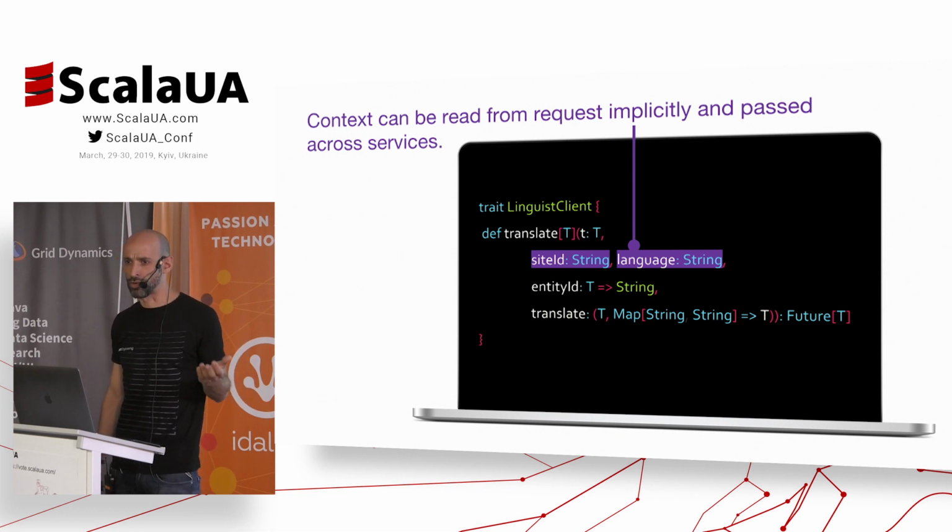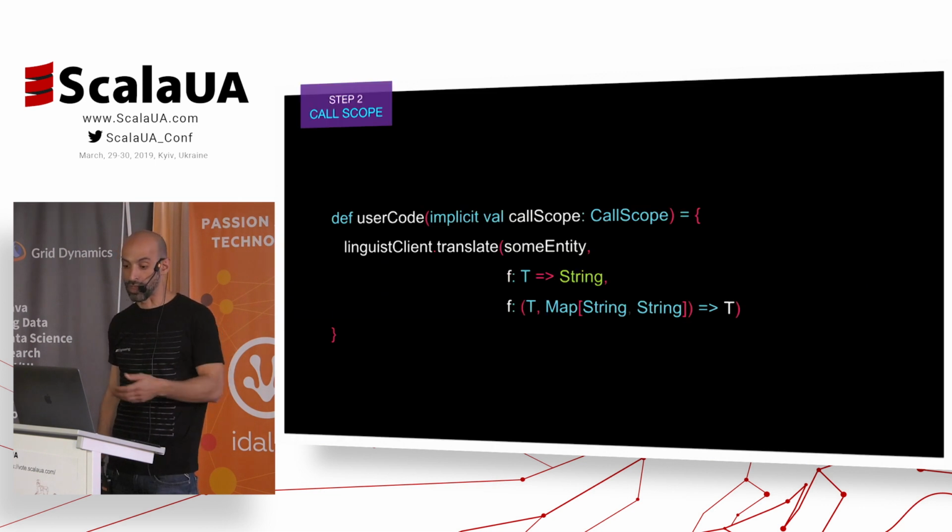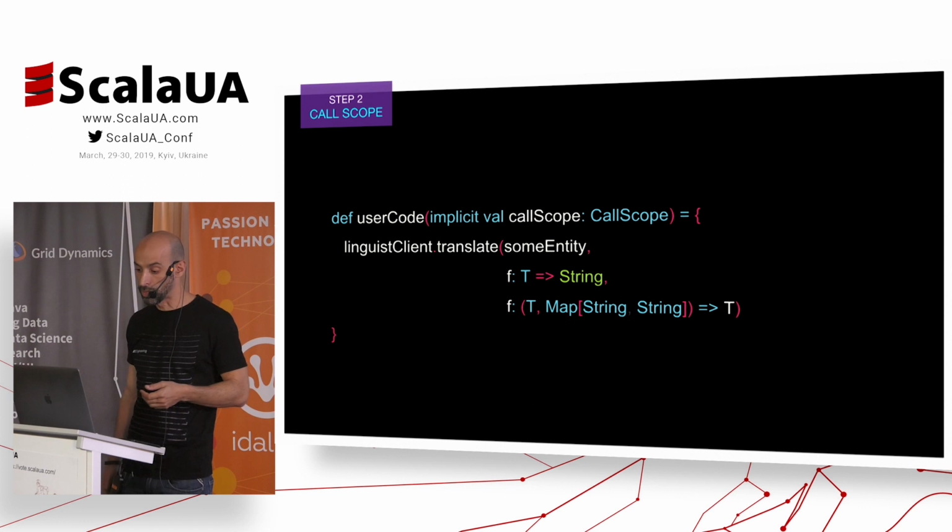I think everyone has like his own solution. I saw several of them. We were switching from one solution to another. Right now, the solution that we use is we have an implicit call scope, and we can retrieve it from there. So it's available to our client, and the client retrieves the language and everything.